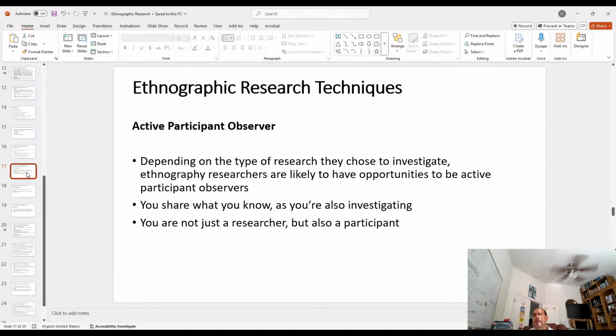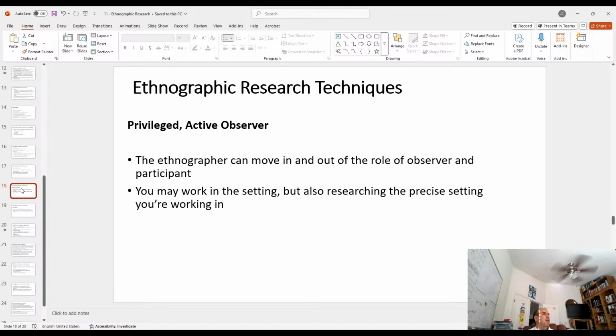You're usually a person that comes with knowledge that doesn't exist in that community. You share that knowledge if you can, when and if there is an opportunity to share your knowledge. You're not just a researcher, you're also a participant. Then you have the privileged active observer, right, where you can move in and out of the roles from participant observer to more active to passive observer. You may work in the setting, but you're also researching the setting. So you move in and out from being active observer to passive observer.